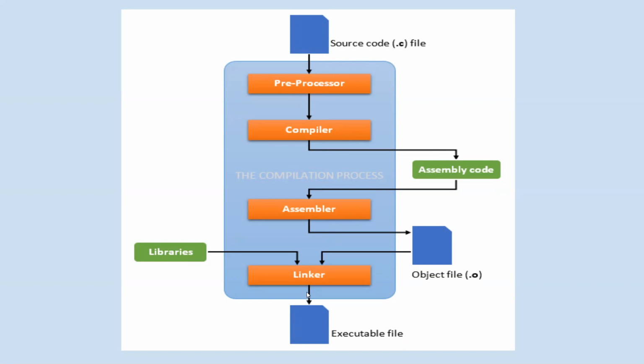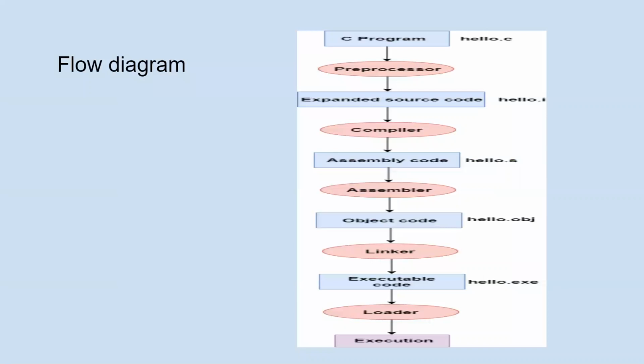Now let us see the flow diagram of the execution process, how the program is going to execute. Firstly, we give the input, like the first C program hello.c. This is passed to the preprocessor. Then the preprocessor converts the source code into the expanded source code. The extension of this expanded source code would be hello.i.